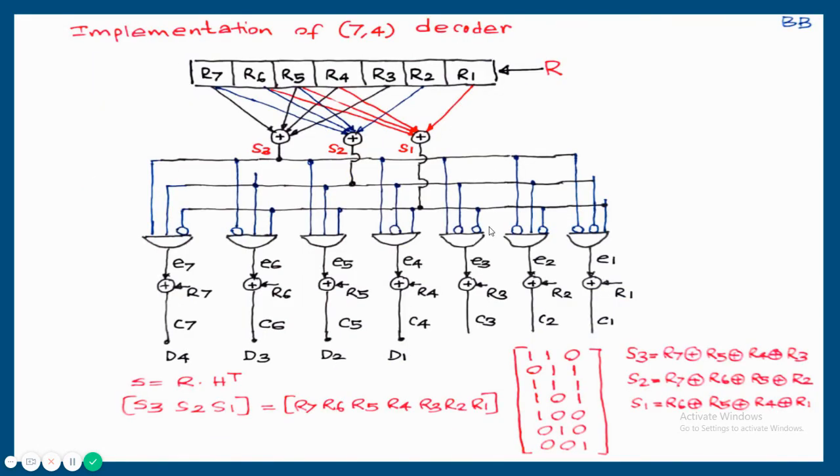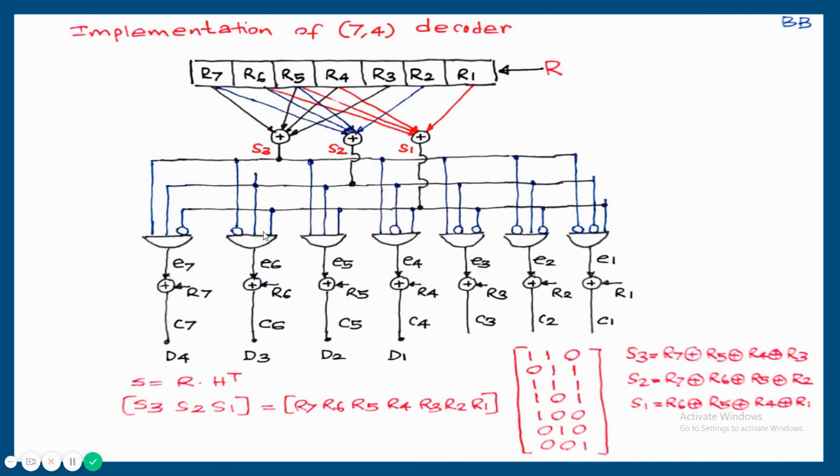This is the implementation of the (7,4) decoder. See now R from this side. Because it's an I P format, a 7-bit register is used here to receive the 7 bits, received code R7 to R1, using 3 equations S3, S2, S1. Connections are made. n is equal to 7, so 7 AND gates are used. The first combination is 110 that you can see here. 1, 1, complement.